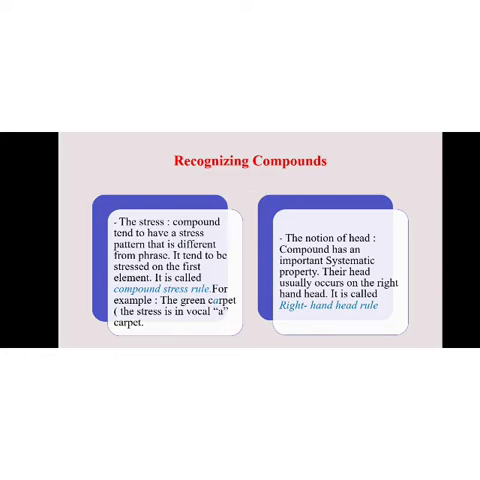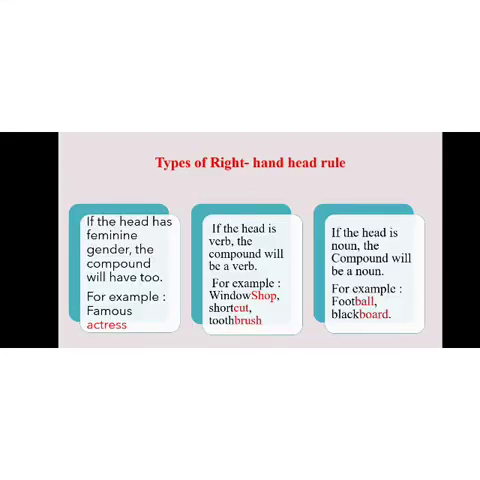The first is stress, where compounds tend to be stressed on the first element, so that's why it's named the compound stress rule. For example, the green carpet, so the stress is on the vowel A in carpet. The second is the notion of head. Compounds have an important systematic property, and their head usually occurs on the right-hand side. So that's why it's named the right-hand head rule.